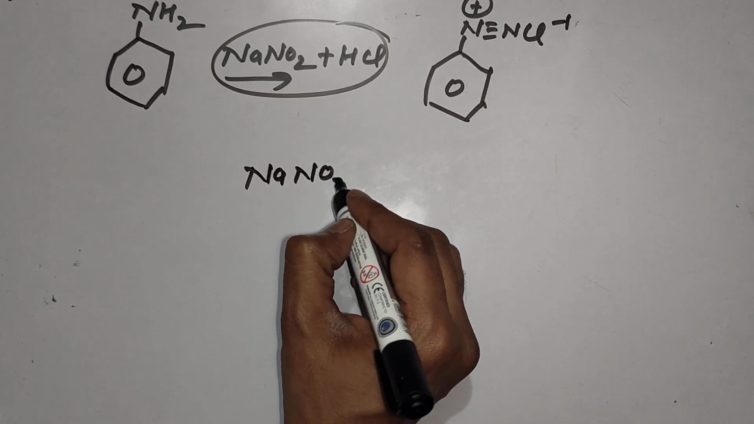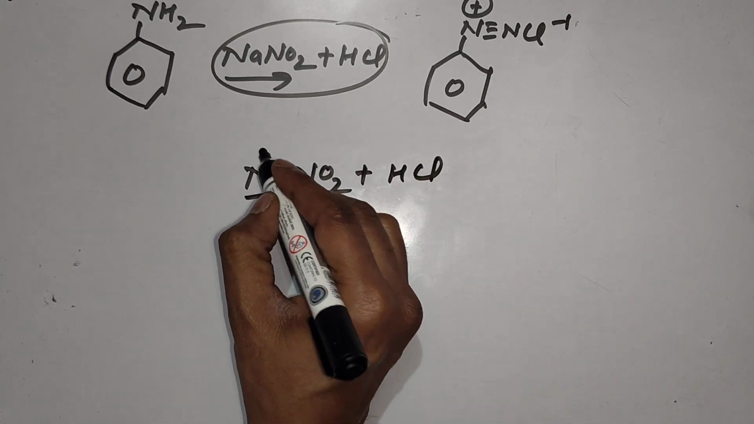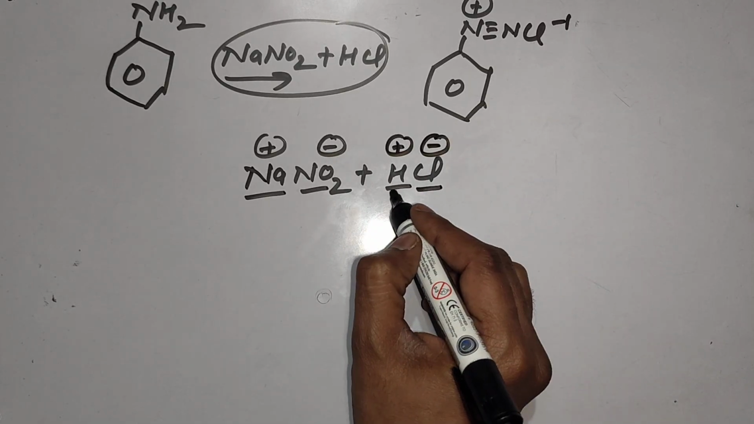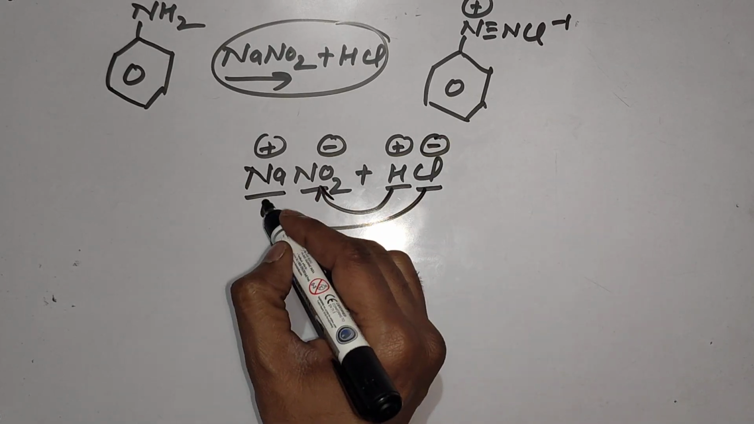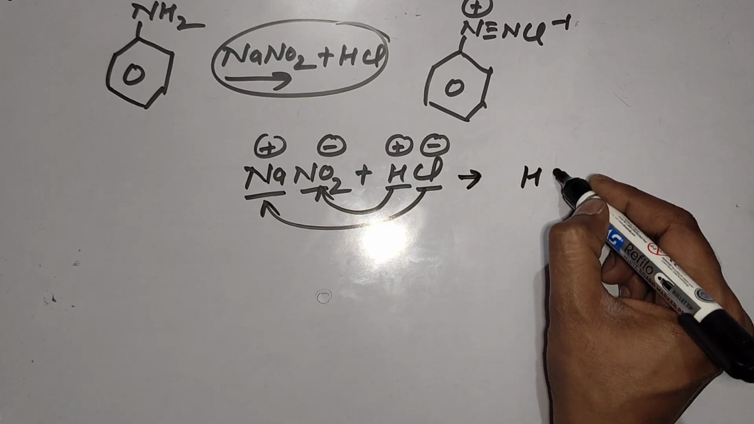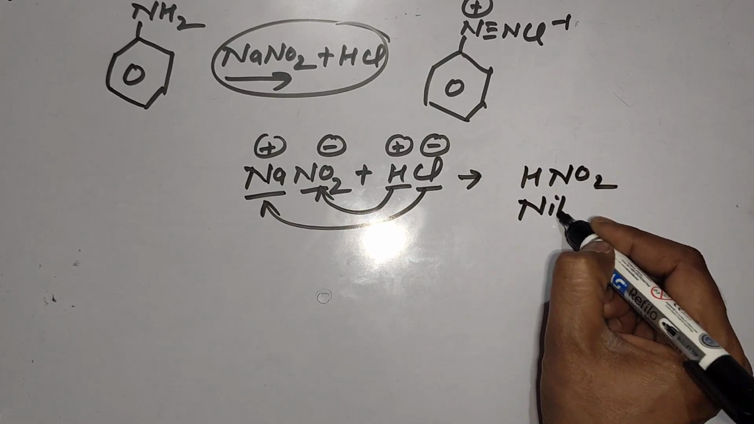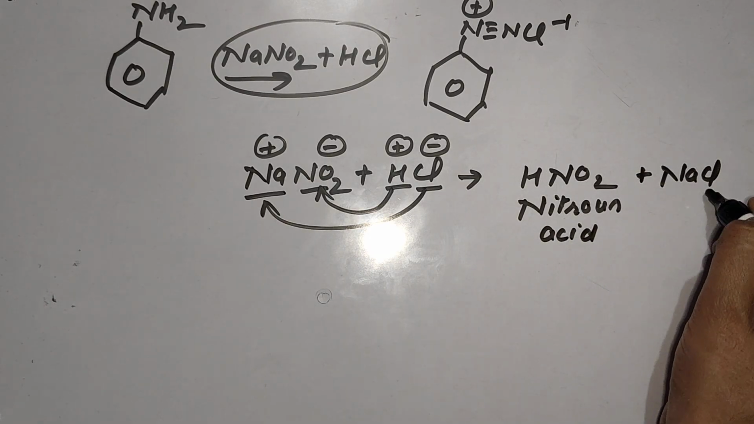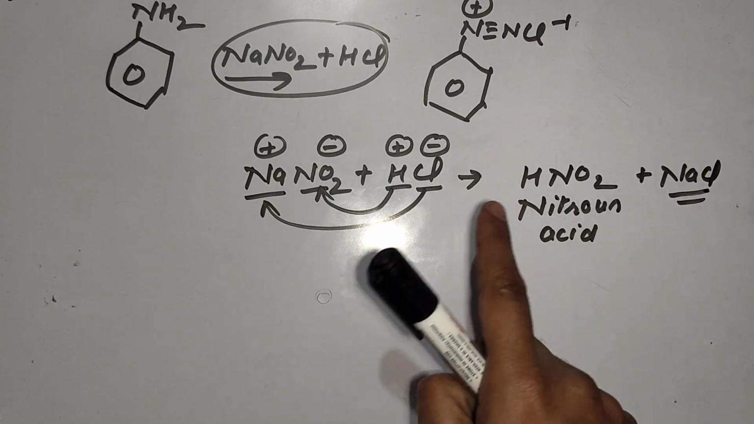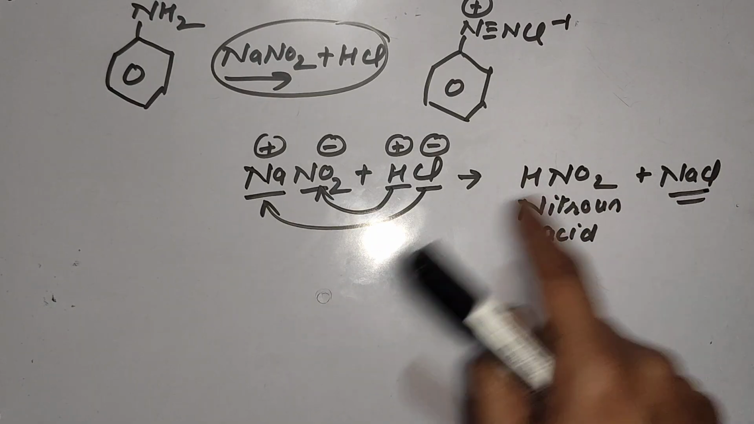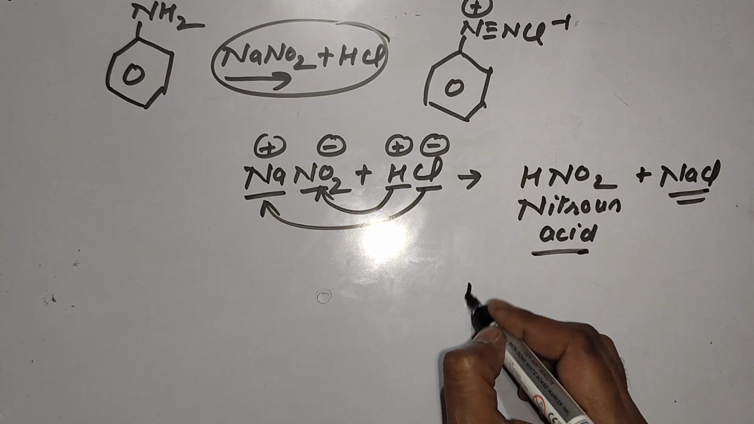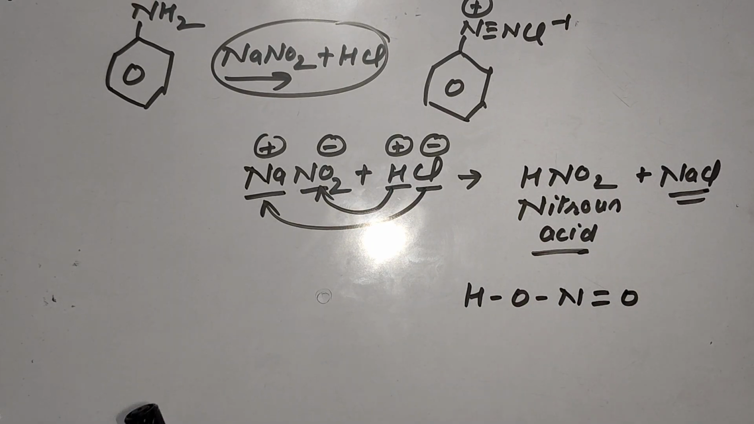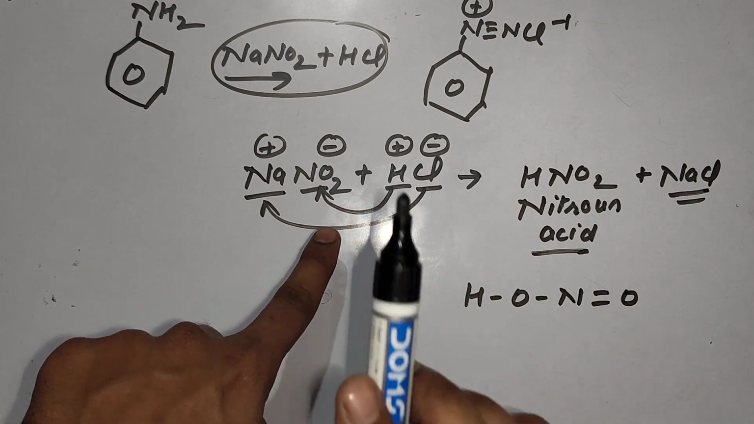NaNO2 plus HCl. Na is positive particle, NO2 is negative particle, H is positive particle, Cl is negative particle. H will combine with negative, Cl will combine with positive. So the products will be HNO2, nitrous acid, and NaCl. Sorry, I used the word side product. It's the main product, nitrous acid and NaCl. Now, nitrous acid, its bonding is like this. This is nitrous acid.